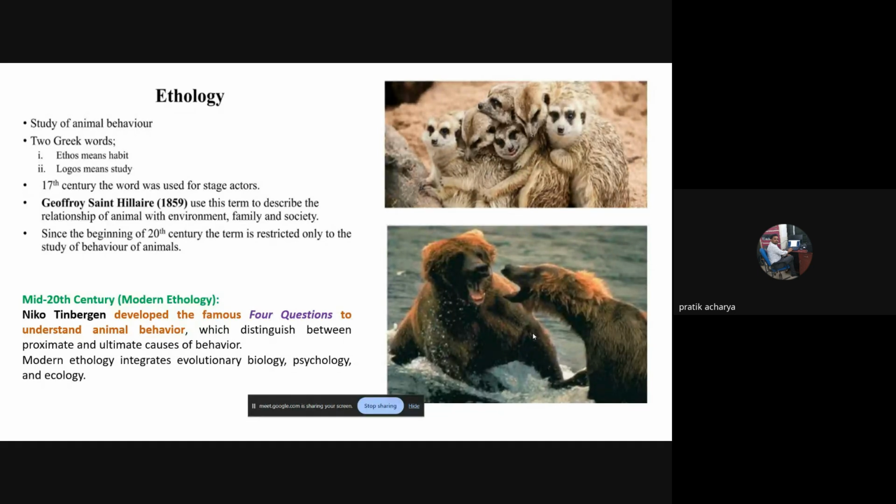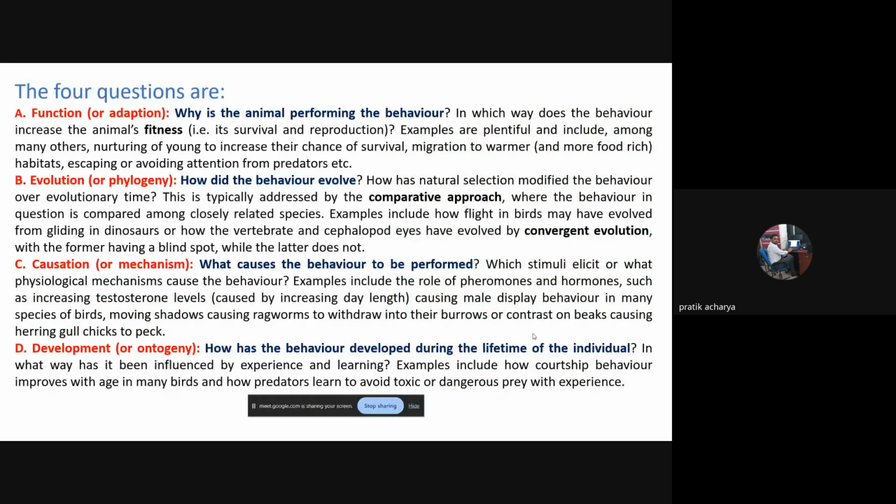So this is the discovery, and in the mid 20th century, the more recent time, from this ancient time to the recent time, Tinbergen, who was known as the father of modern ethology, actually emphasized a 4 question pattern. What are the 4 questions that Tinbergen explained? Here A, B, C, D, 4 questions are mentioned.